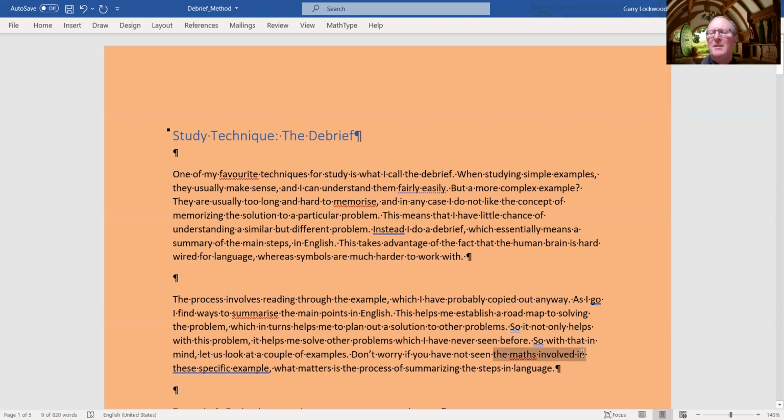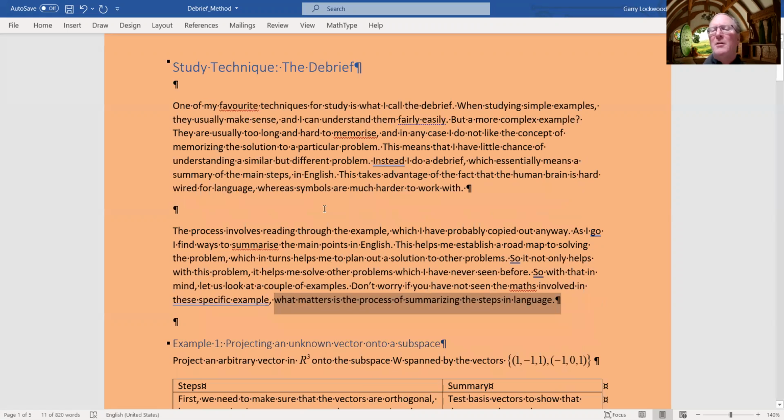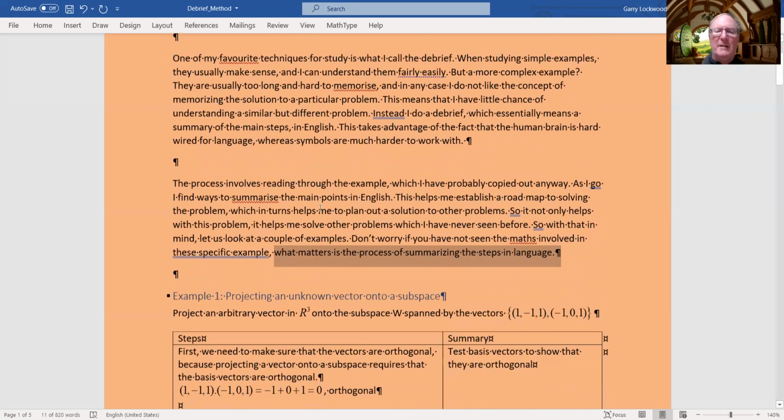Don't worry if you haven't seen the maths involved in these specific examples. These are quite relevant to a couple of courses I teach, and one of them is just a problem that my daughter brought home from school. But what we're really looking at is the process of summarizing the steps in language, okay? So if you are one of my students, you will see a couple of these problems sooner or later. But even if you're not, it's not the maths so much that matters, it's the summary.